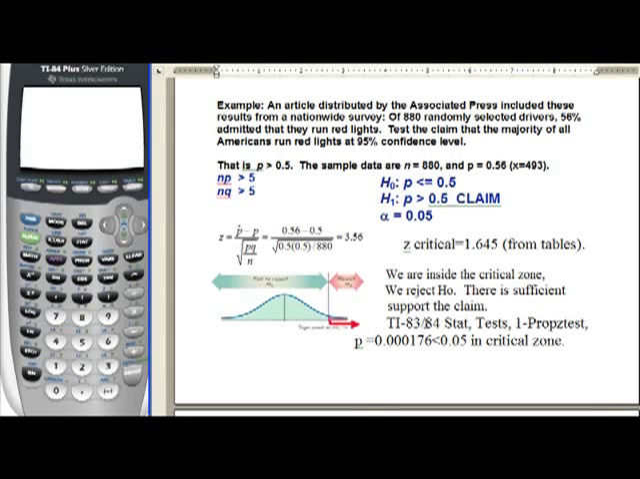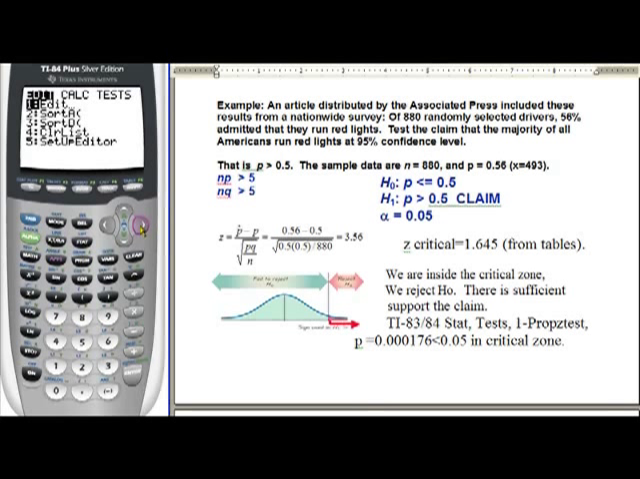Now, if I were to use the TI-83 or 84, I go to Stat, and I go to Test. And here I pick 1-PropZTest. And I have to enter the P0. P0 is this value, 0.5. X is 493. This is pretty much 0.56 times 880, 493 right here. And N is 880. And this line will tell me what I'm doing with my H1. It's greater than, so I have to pick this portion, greater than. To pick it, you push enter, go down, calculate.